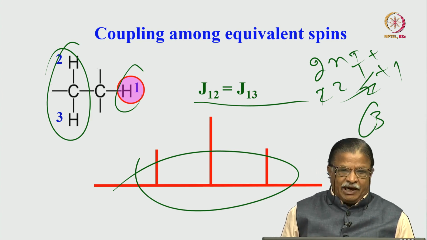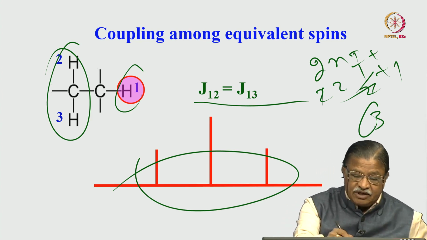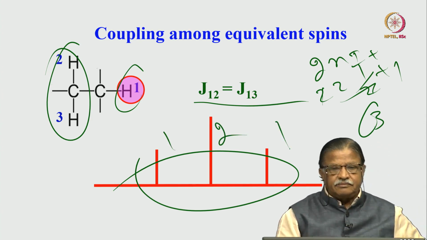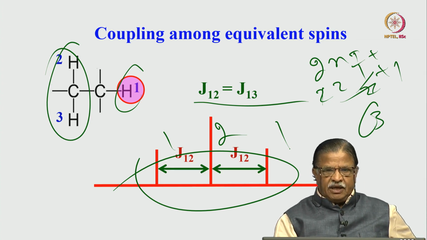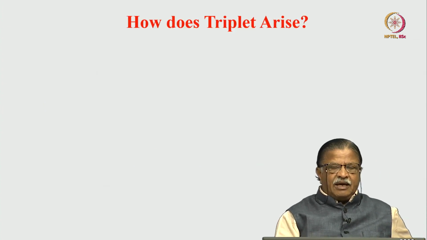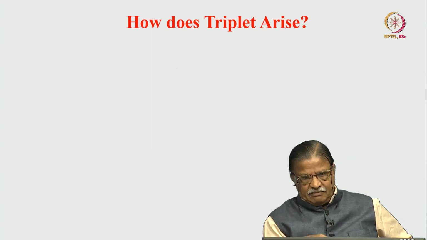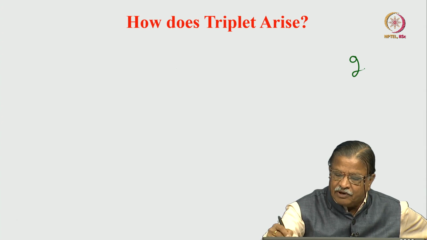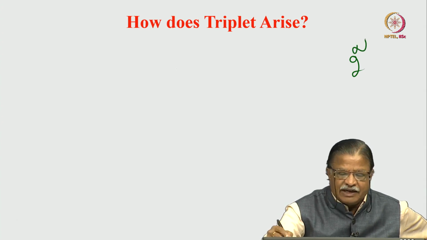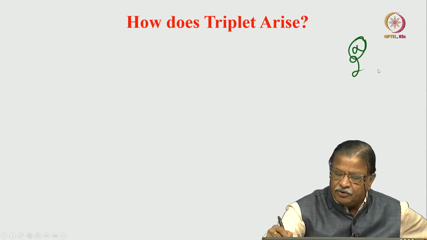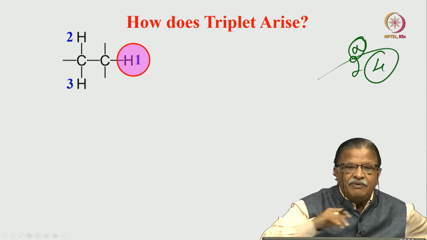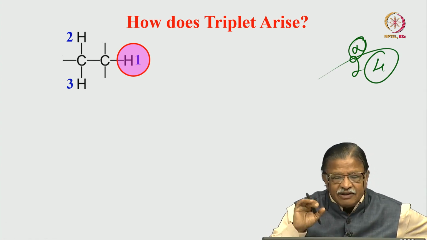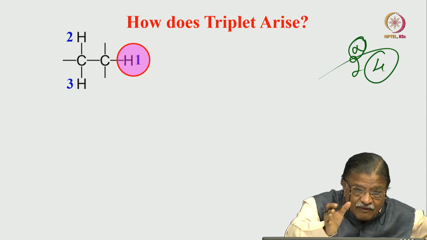This is called a triplet in NMR. The intensity ratio is 1:2:1. We will come to that later. And this separation gives you J12. Now how does this triplet arise? I told you any proton coupled to other protons, one proton coupled to 2, we should get 2 to the power of n transitions. 2 to the power of 2 is 4, you must get 4 lines. But why did we get 3 lines? That is because 2 of the lines are overlapped.